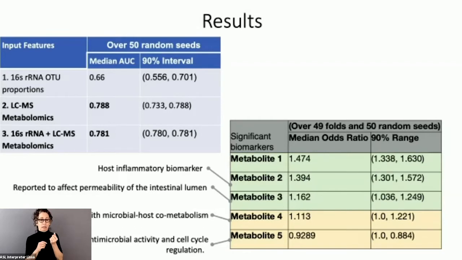In fact, all biomarkers identified as significant were metabolites. The metabolites identified to be predictive of recurrence included a host inflammatory biomarker, a metabolite reported to affect permeability of the intestinal lumen, and a metabolite highly associated with microbial host co-metabolism. The metabolite found to predict protection against CDI recurrence has been implicated in antimicrobial activity and cell cycle regulation.